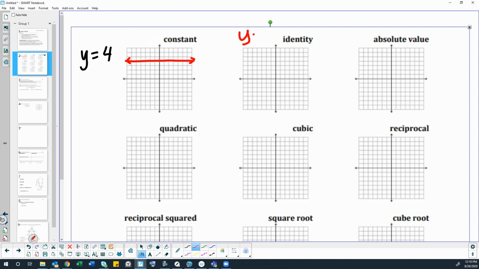Okay, then we have what's called the identity function. Identity would be y equals x. So every time we plug in an x value, the y value is exactly the same. So plug in 0, get out 0. Plug in 1, get out 1. Plug in 2, get out 2. Plug in negative 10, get out negative 10. What that ends up doing is creating a diagonal line through the origin. That's our identity function.